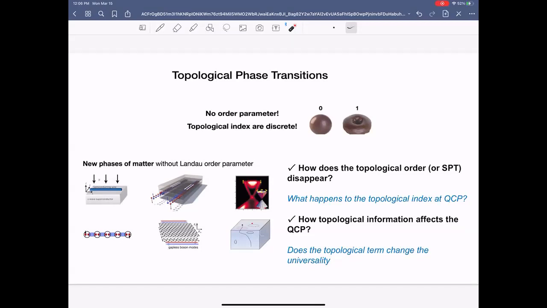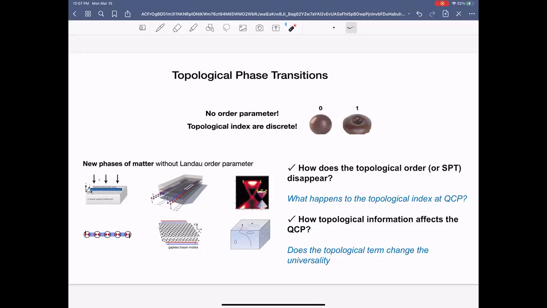However, for topological phase transitions, different phases are distinguished by a topological invariant, which is usually chosen to be a discrete value, or has to be discrete under a certain symmetry constraint. Because of that, this raises two questions we want to address here. First, if there exists a topological phase transition connecting two phases with different topological patterns, what happens to the topological index or topological invariant at a quantum critical point? And how does the topological order, or symmetry protected topological order, disappear when you approach the critical point?